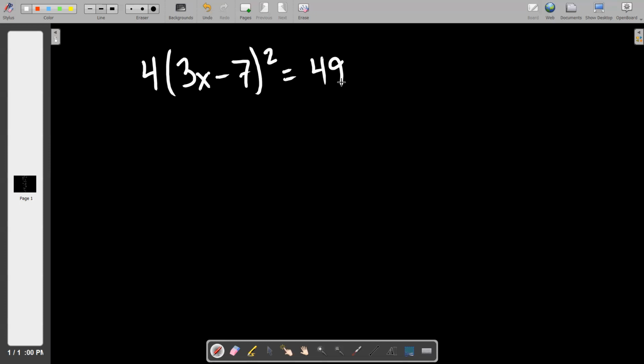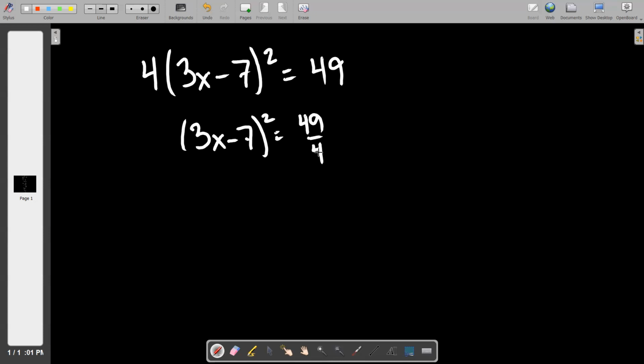This is a perfect little warm-up problem for the last half of the lesson because the fraction that's going to come out will present itself right away. It's just there waiting for us. And I think you see where the fraction is going to come from. If we divide both sides by 4, you know that 49 isn't going to divide by 4, right? So we're going to be left with the quantity 3x minus 7 squared equals 49/4. It is what it is.